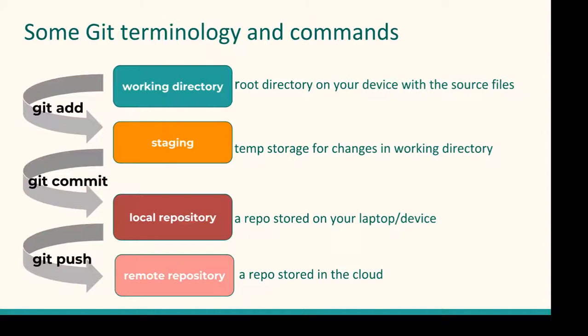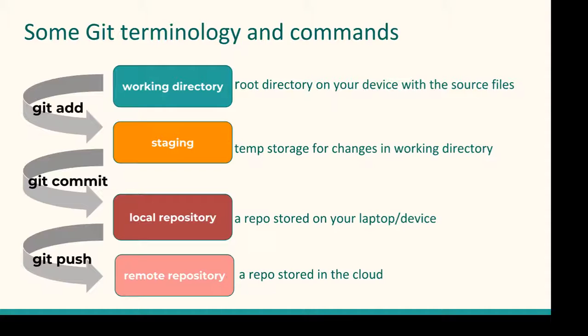All right, so let's look at some terminology and commands. We have these four rectangles on here. These four boxes indicate different spaces that we've got in Git. So we have our working directory. The working directory is the directory on your device, on your laptop, that contains the source files for this repository. It's just like from the command line, your pwd shows that you're in the directory where your source files are. It's just the directory where your source files are on your machine. That's the working directory.